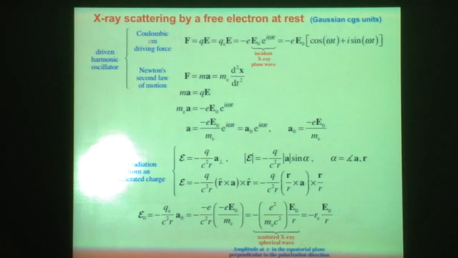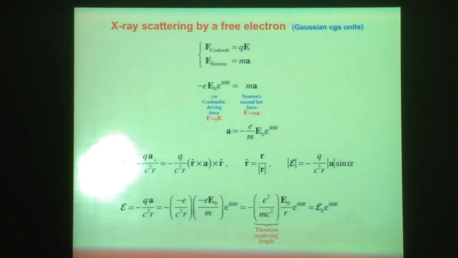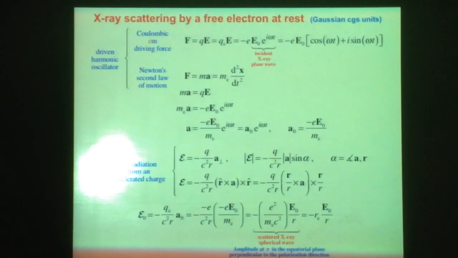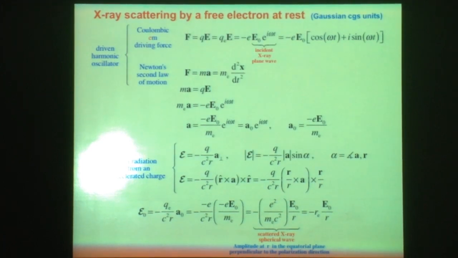Okay, so we want to apply that result. We want to apply this result for the electric field due to an accelerated charge to the scattering of X-rays by a free electron. So the electron gets accelerated by the sinusoidal oscillation of this Coulombic force. The force that the electron experiences is equal to its charge times that electric field vector.